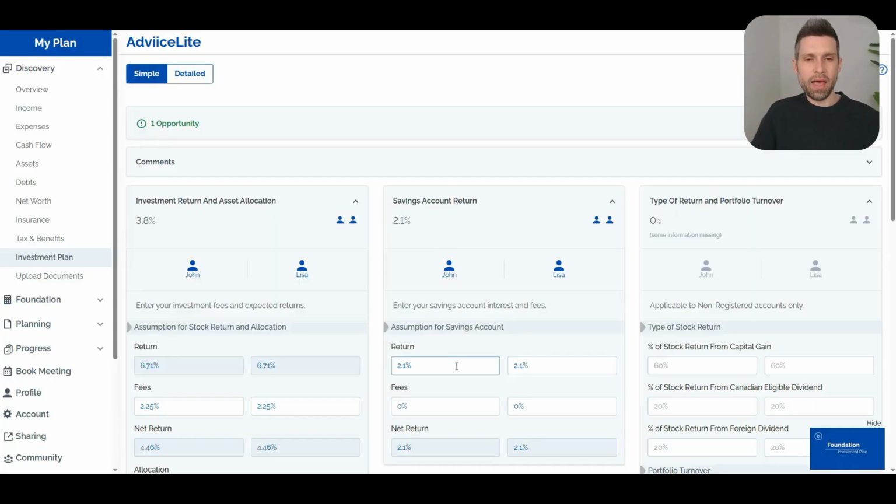Now for savings accounts, for cash, we're just entering the inflation assumption. So that's around 2% for the platform. So we're just going to leave that there. If you have a checking savings account that has even lower returns, you might enter 0 there or 0.5%.